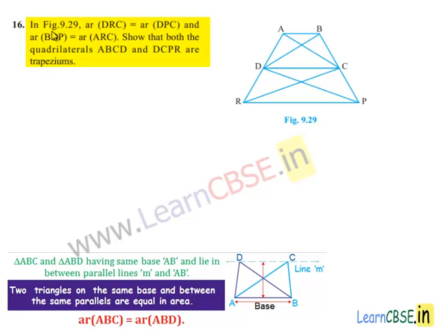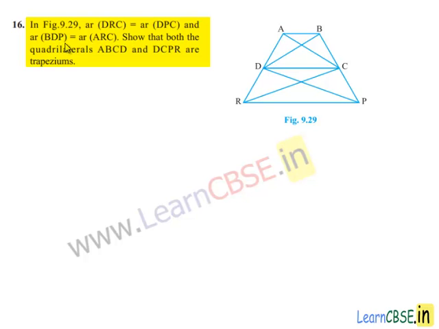Moving on to the 16th question. In figure 9.29, area of triangle DRC is equal to area of triangle DPC and area of BDP is equal to area of triangle ARC. Show that both the quadrilaterals ABCD and DCPR are trapeziums. Now moving on to the solution.